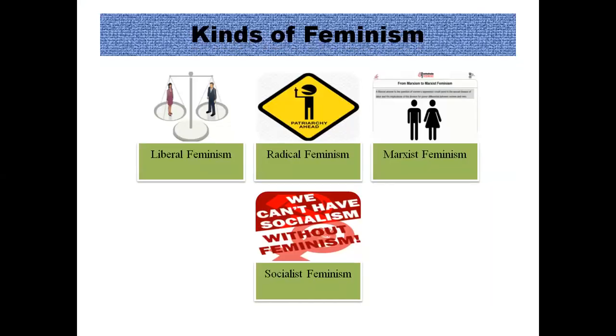Kinds of feminism. There are 4 kinds of feminist thought, or 4 theories of feminism: liberal feminism, radical feminism, Marxist feminism, and socialist feminism. Let's take them one by one.